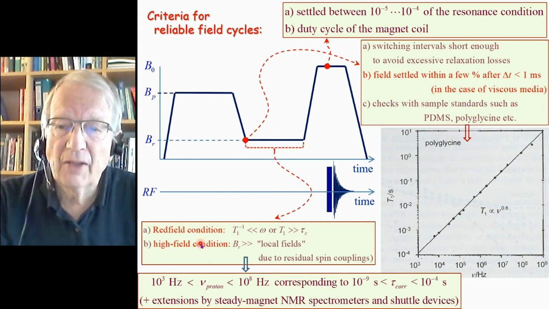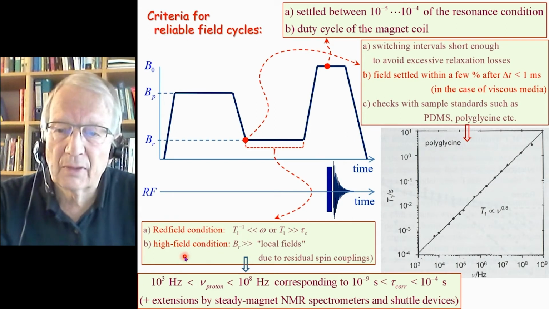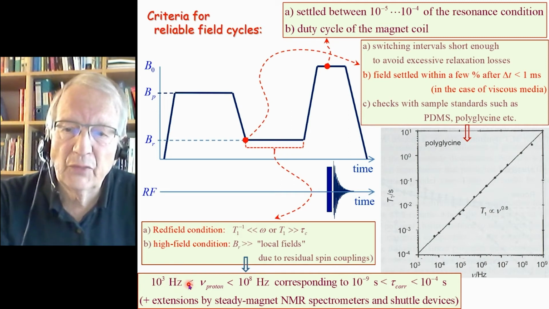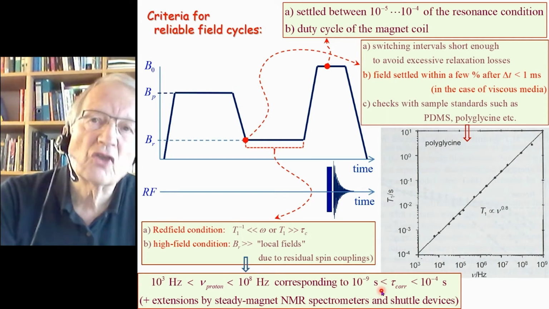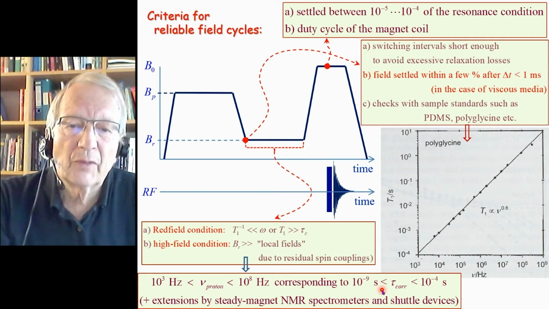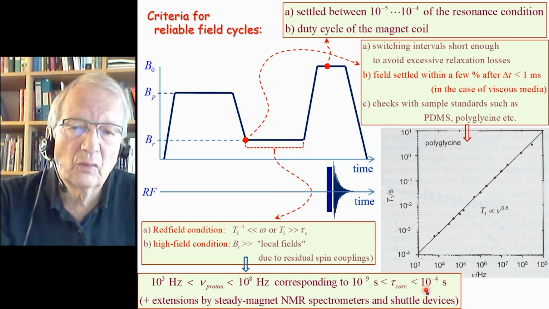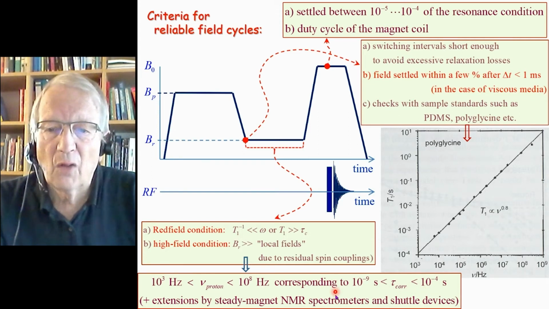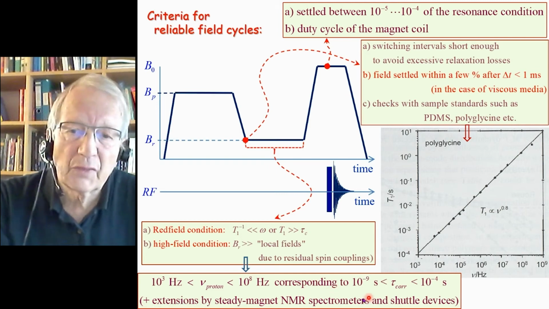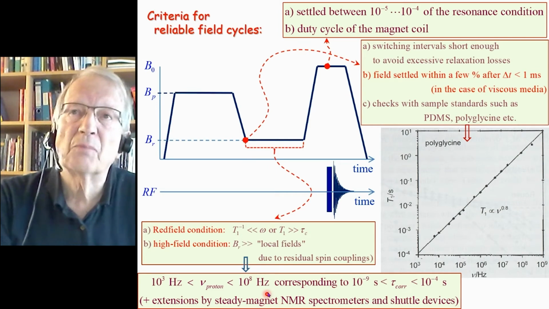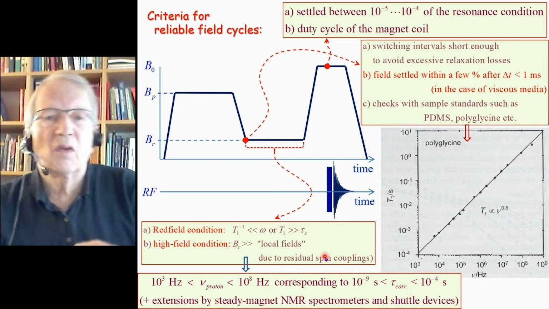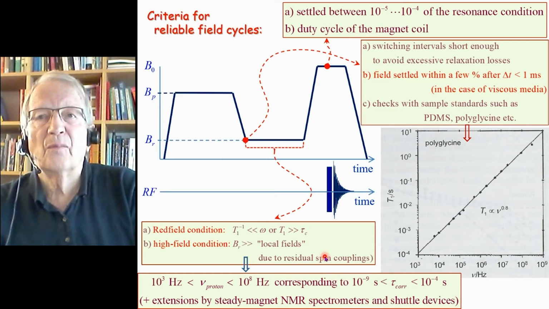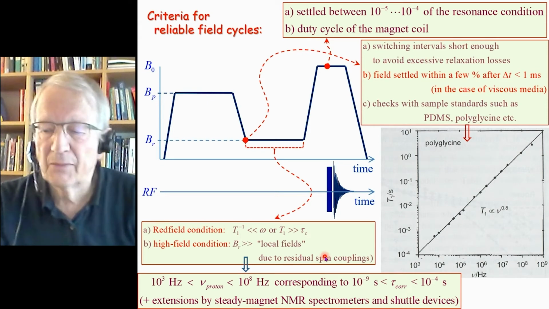So the total range that can be reached typically is from a few kilohertz up to 10 to the 8th hertz for protons, and this corresponds to fluctuation times from 10 to the minus 9 seconds up to 10 to the minus 4 seconds. Of course, at higher frequencies, this range can be extended by steady magnets or with shuttle devices where one shuttles the sample from the central field to the stray field of the magnet.